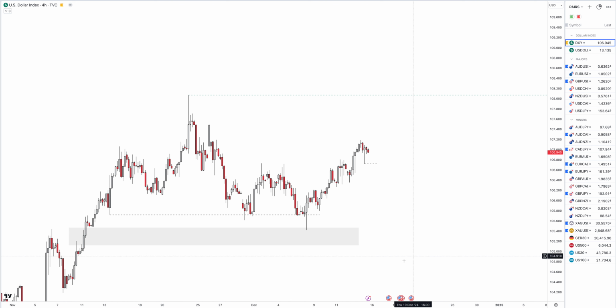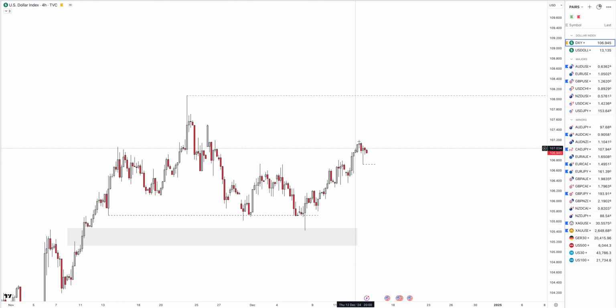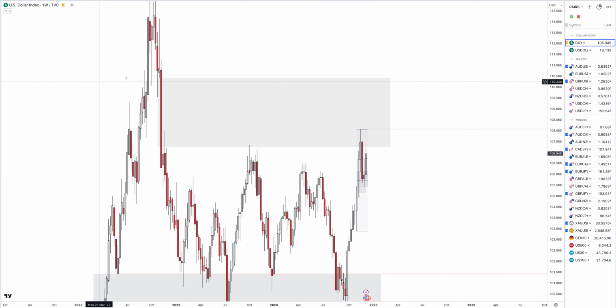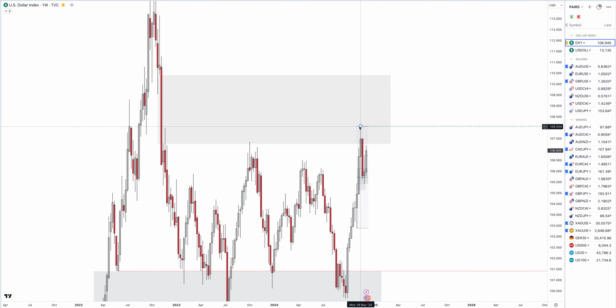So starting off with the DXY, as predicted, I expect DXY to continue going higher. Start of the week, I want to see a bit of a retracement and then I want this level to go, and on the weekly time frame I am kind of expecting this imbalance to fill. So the first target is this level over here, and the second target would be right at the top over here, filling the imbalance.